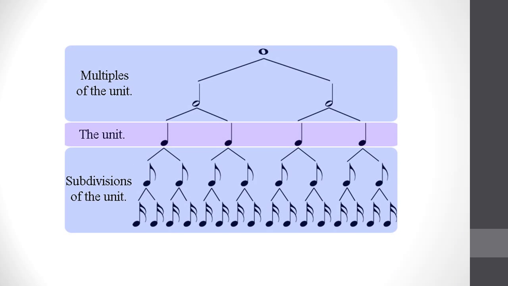Here is a helpful chart that shows the quarter note as the unit of measurement and its relation to all the other notes we've learned thus far. Half notes and whole notes are called multiples of the unit, since they are doubles and quadruples of the unit. Eighth notes and 16th notes are called subdivisions of the unit, since they are halves and fourths of the unit.